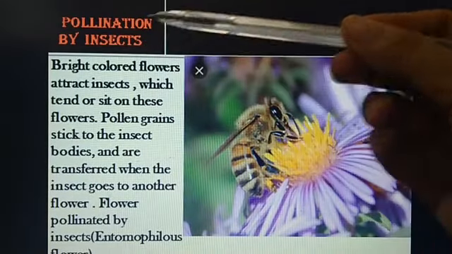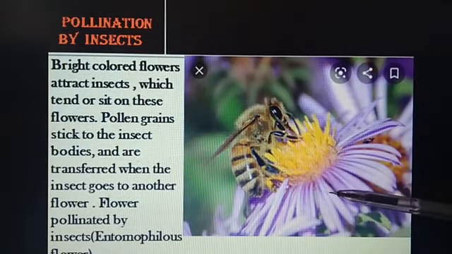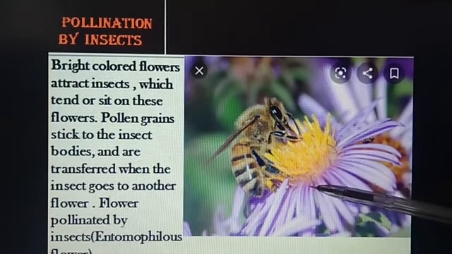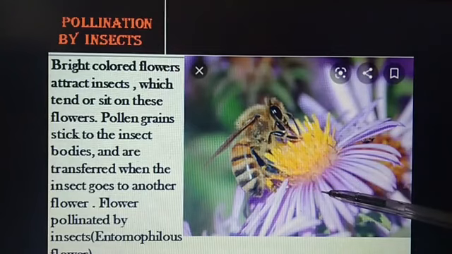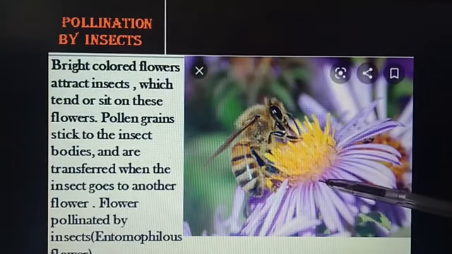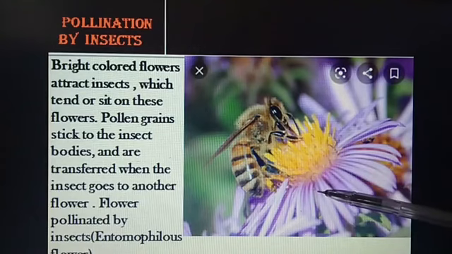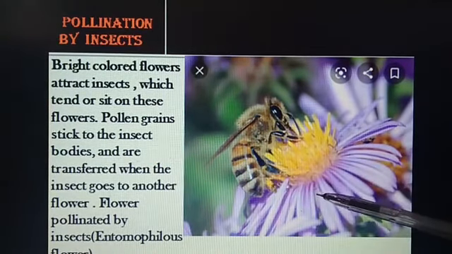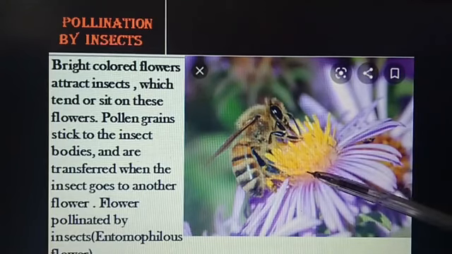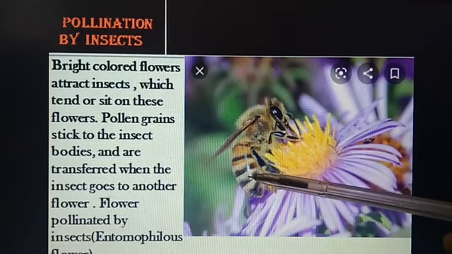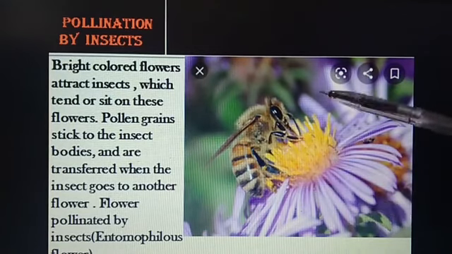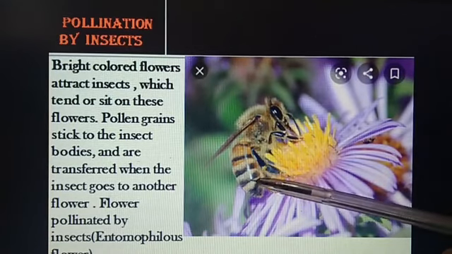Pollination by insects. Bright color and sweet fragrance of these flowers attract bees and butterflies to these flowers. As they sit on the flower, pollen grains stick to the insects' bodies and are transferred when the insect goes to another flower. Pollen grains are transferred from one flower to another flower.